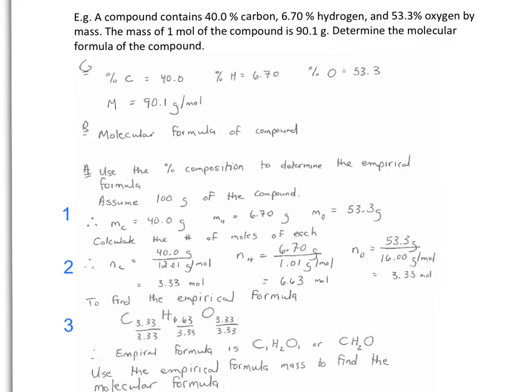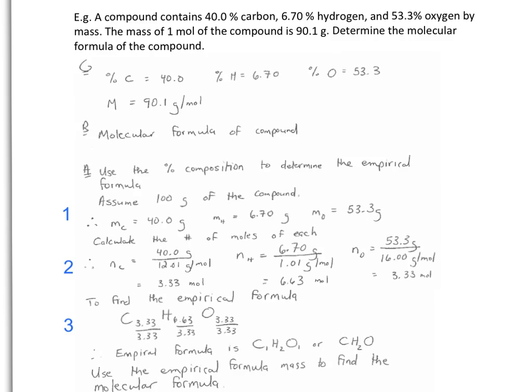And therefore we get these amounts, and we can then, secondly, find the number of moles of each. Then what we want to do with the number of moles is see what the ratio is between the elements involved in this compound. We know we have carbon, hydrogen, and oxygen. If we divide by the smallest, as we talked about in the previous tutorial, which is 3.33 moles, we get this ratio: for every 1 carbon, we have 2 hydrogens and 1 oxygen.